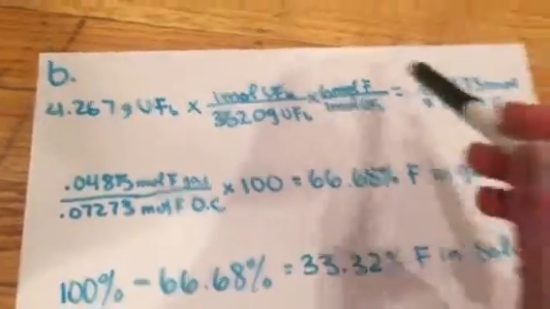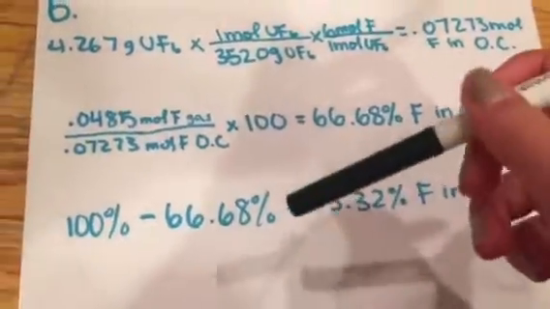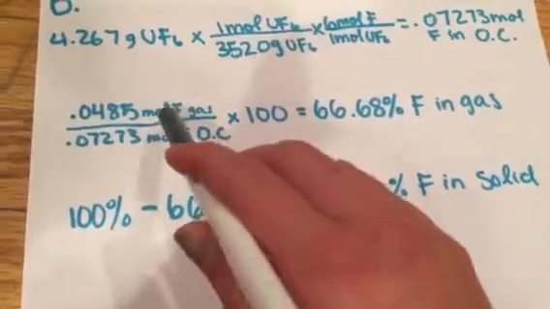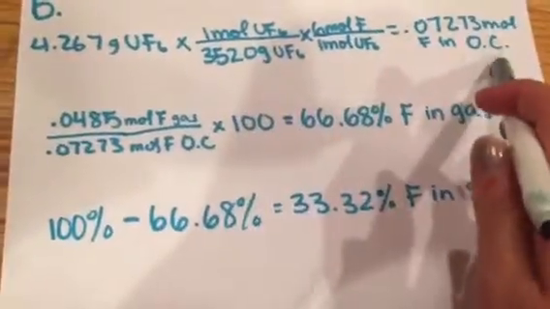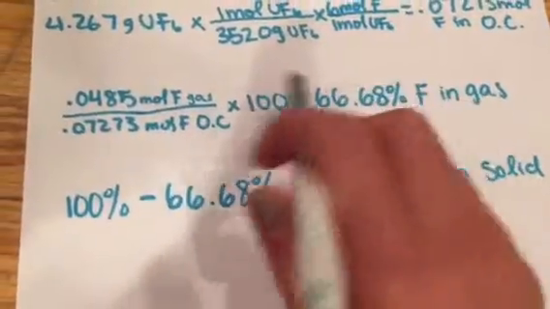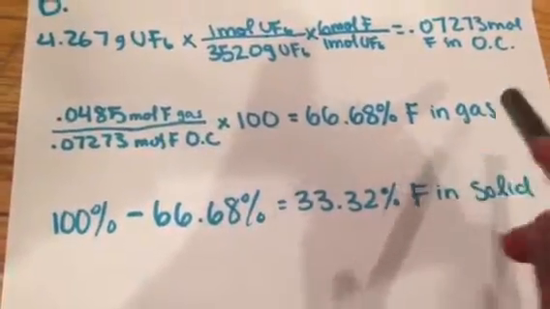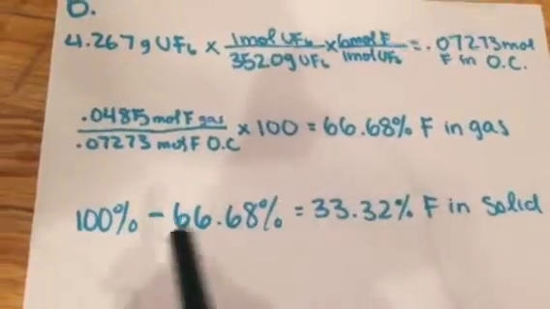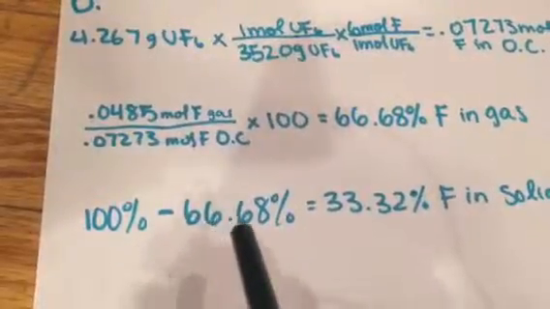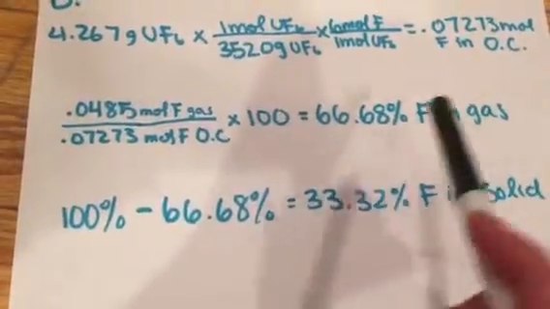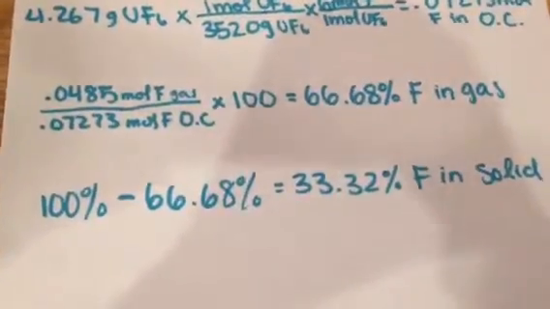original compound, or OC. So now we're going to find fluorine in the gas. So we're going to take the moles of fluorine in the gas which we found in part A, which is 0.0485. We're going to divide it by what we just found over here, and then we're going to multiply it by 100 to get a percent. What we end up with is 66.68% of fluorine in the gas. So now we're going to find fluorine in the solid. This is really easy. All you do is you take 100% and you subtract out 66.68, which is just the fluorine that goes into the gas, and you get 33.32% of fluorine in the solid. So that's it. Those are your final answers.